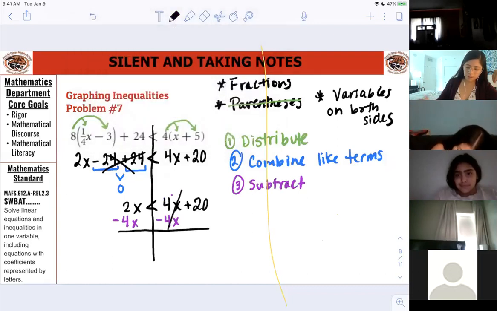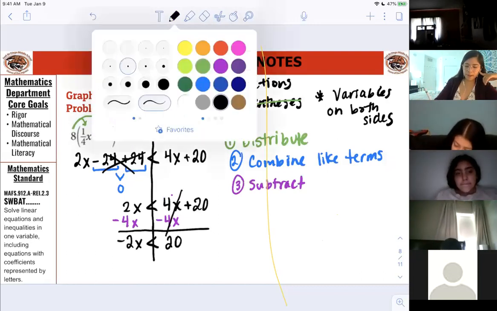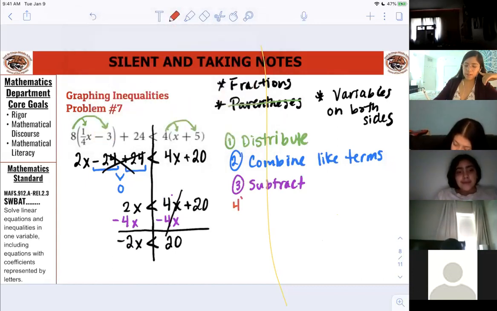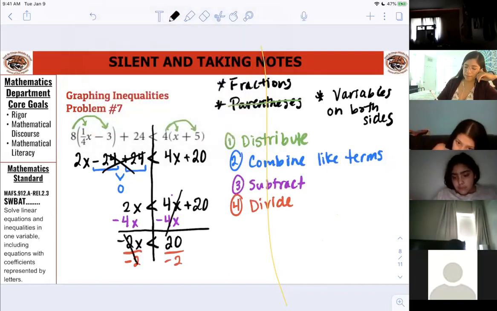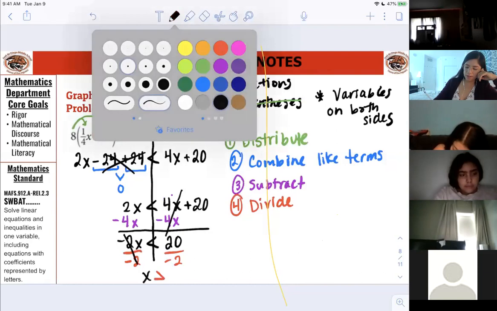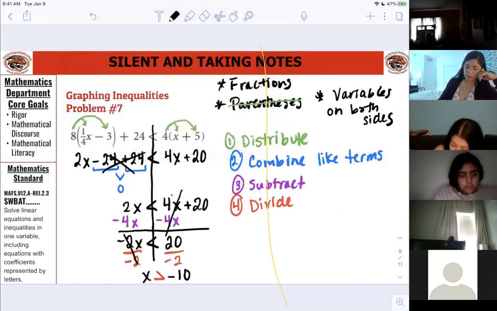Alrighty. 2 minus 4 gives me -2x. Over here on the right, I'm left with just 20. And I have one last step. What's my last step? Divide by -2. So what happens here? The sign flips, exactly. So I go from being a less than, now I'm greater than -10.